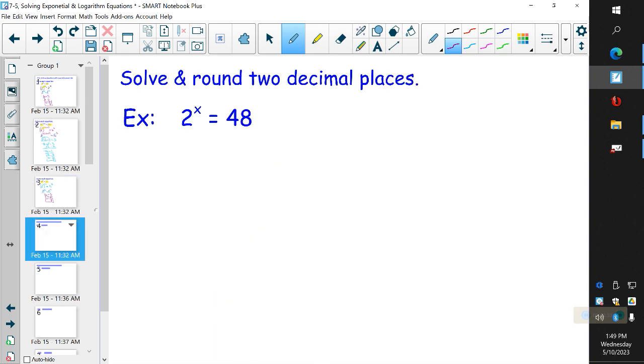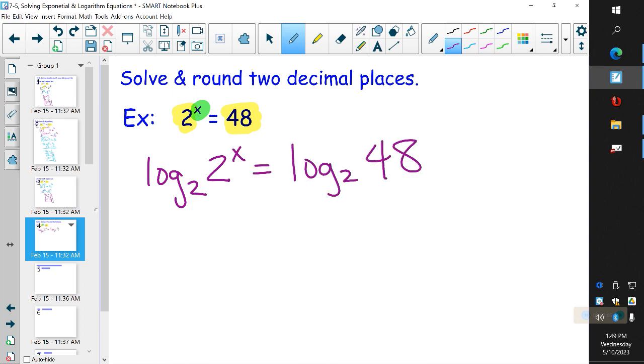So what happens when you can't express the numbers with the same base? In this situation, 48 cannot be expressed as 2 to a power. So what we have to do is somehow get our variable, x, out of the exponent position. That means the opposite of an exponential is now a logarithm. So we're going to take the log of the same base, which is 2, of 2 to the x is equal to log base 2 of 48. Then, what your brain needs to understand is the log base 2 of 2 cancel out, and I'm left with x is equal to log base 2 of 48.